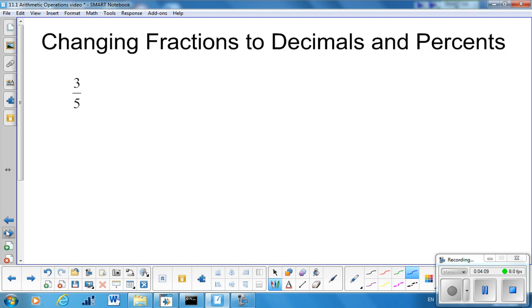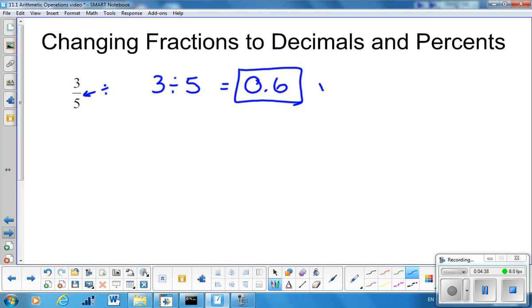Changing fractions to decimals and percents. So this time we're going to start with the fraction. The easiest is to change this to the decimal first. So remember that this sign means divide, so we have 3 divided by 5. 3 divided by 5 will give us a decimal of 0.6. There's our decimal form. To change to a percent, we're going to take our decimal form and multiply by 100. If we multiply 0.6 times 100, we end up with 60%.